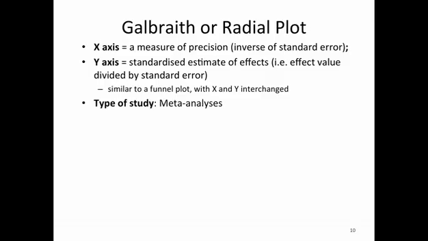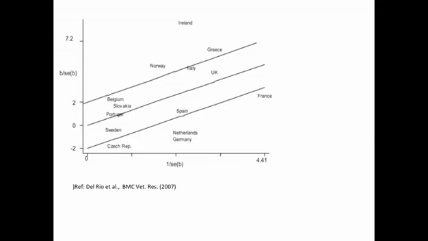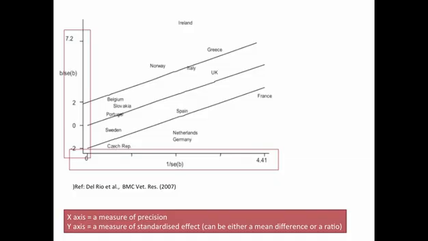Galbraith plots can be used for all types of meta-analysis. They are often seen as alternatives to forest plots. A Galbraith plot provides a better visual display than a forest plot when there is a large number of studies. In this plot, you can see that the x-axis displays a measure of precision, which is 1 by standard error, and y-axis shows the effect P, standardized using the standard error SE.